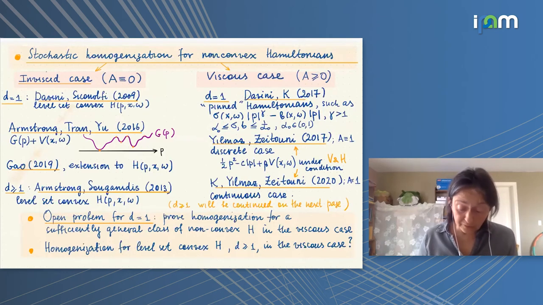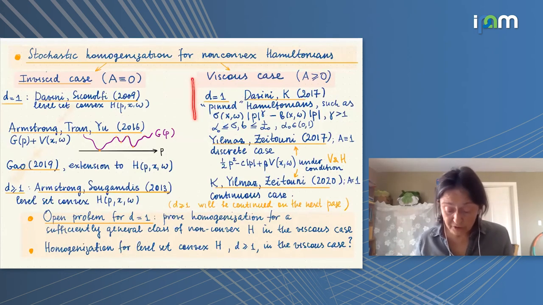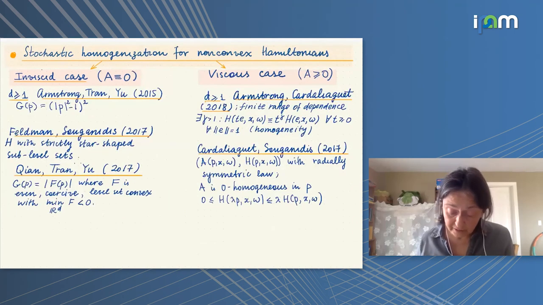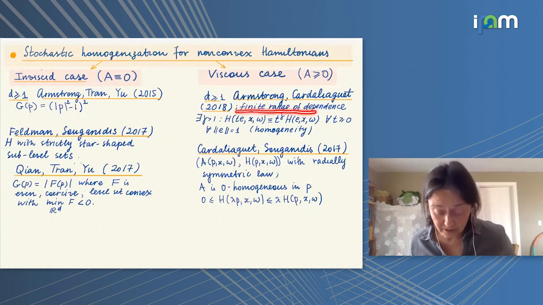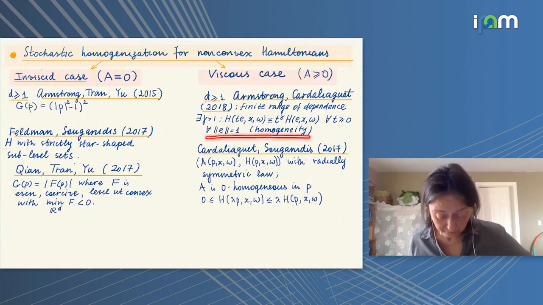So for the viscous case, the very first example of homogenization was given in all dimensions by Armstrong and Cardaliaguet, in the case when there is a finite range of dependence in the environment, and the Hamiltonian is gamma-homogeneous in the p variable, where gamma is strictly larger than one. So the condition is a homogeneity condition.